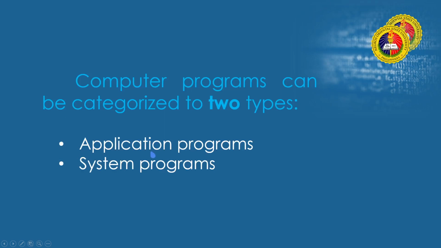Alright, this time let's talk about computer programs and their categories or types. Computer programs can be categorized into two types. We have application programs and system programs. Okay, so I guess maybe it has been discussed with your IT fundamentals. But if not, maybe soon it will be discussed to you as part of the fundamental learning in IT, the IT 100, introduction to computing.